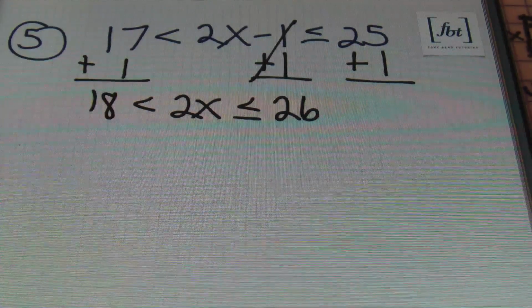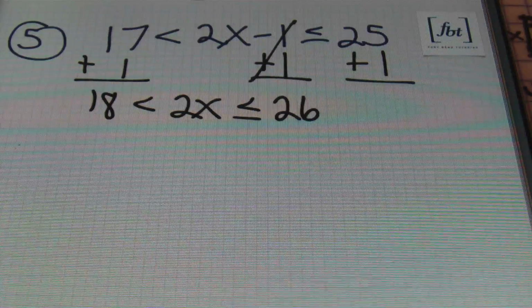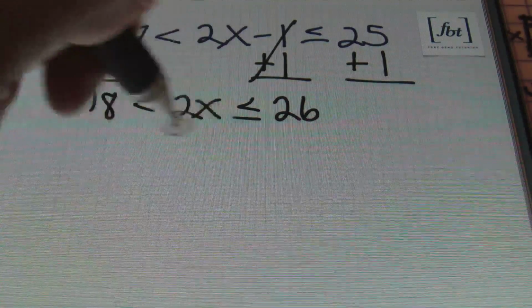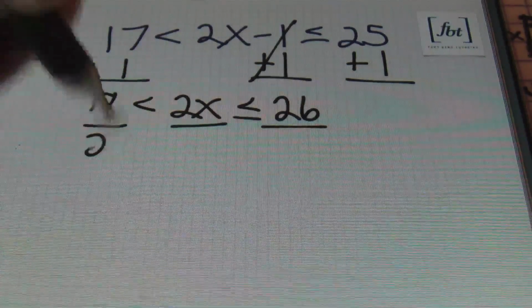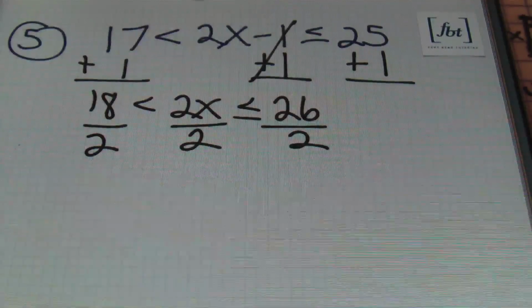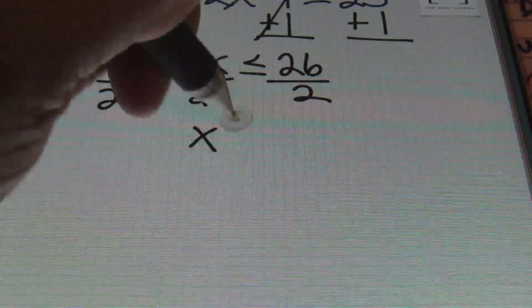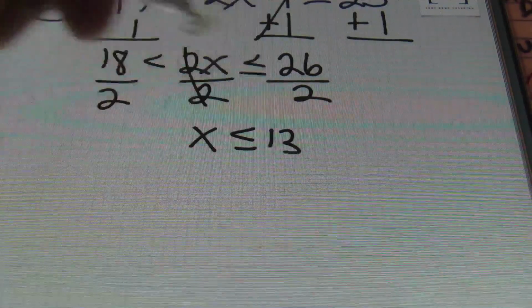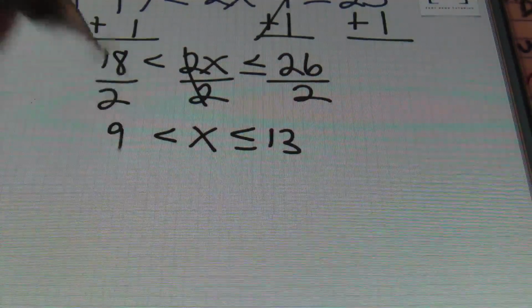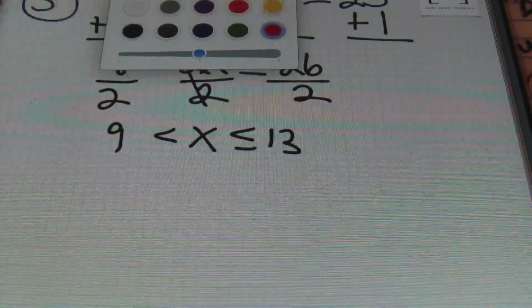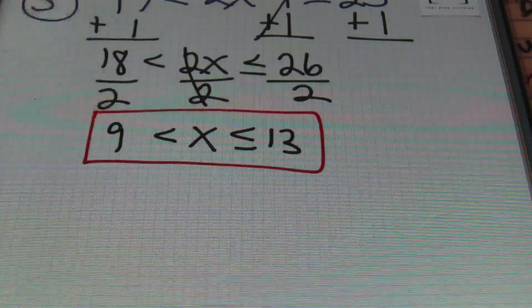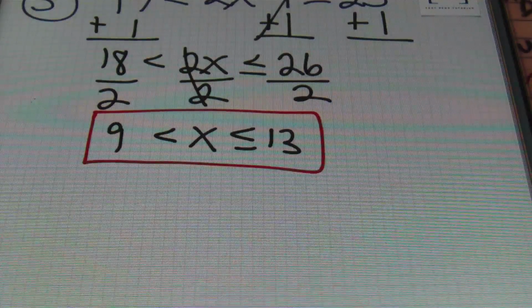Then, in order to continue to isolate the variable to 1x, I'll need to divide everything by 2. Dividing everything by 2, ladies and gentlemen, that's what's going down here. So, simplifying this, I end up with x is less than or equal to 13, while at the same time being greater than 9. This is my solution. That's it. That's my solution.